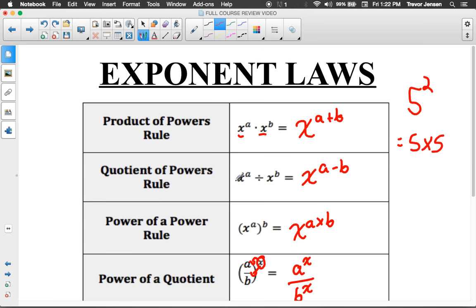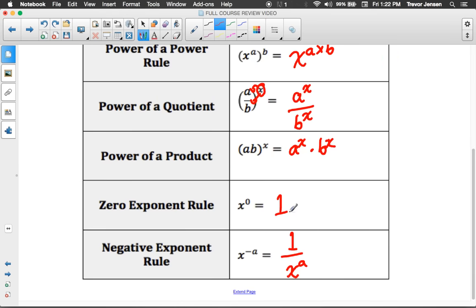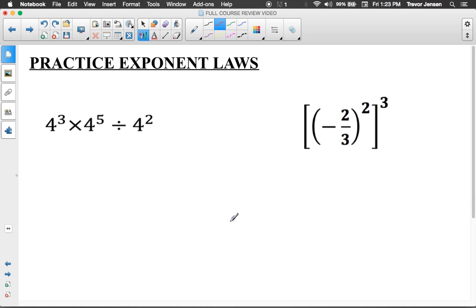I'm going to go through a couple examples that review all of these rules. These are the main exponent rules you would have learned in grade 9. Let's practice a few of them without variables first, then I'll throw some variables into the mix.